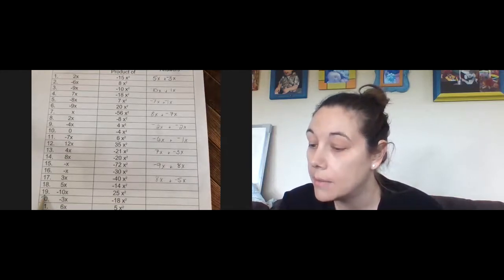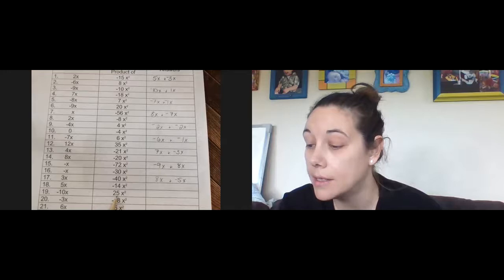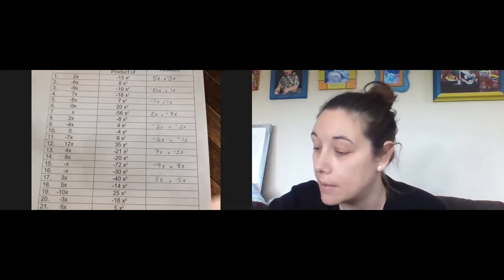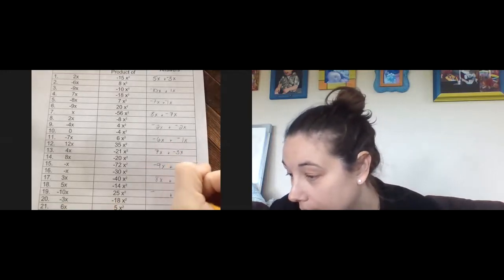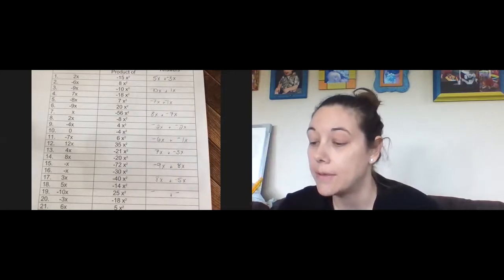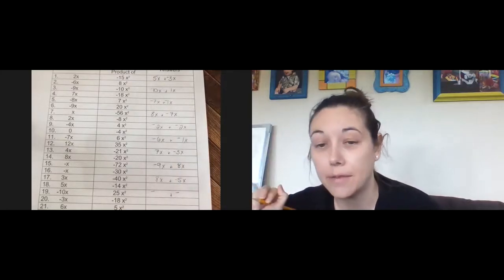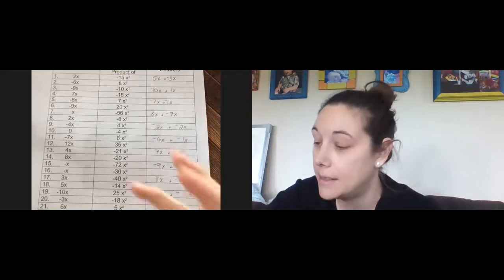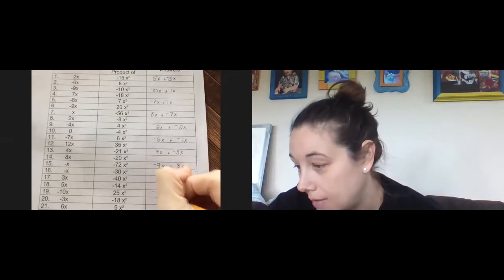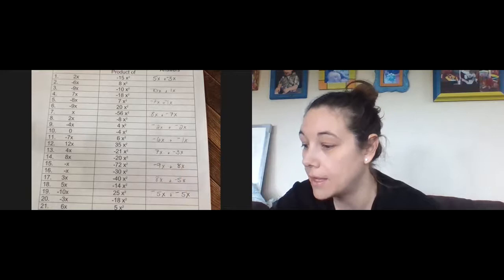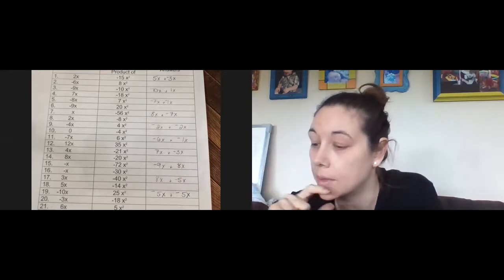Okay. Number 19, well, we've got a positive product and a negative sum too. That means we're going to have a negative and a negative. 5 times 5 is 25, and negative 5 plus negative 5 is negative 10. So negative 5x, negative 5x. All right, let's look at 21.